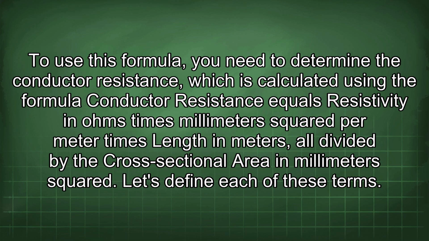To use this formula, you need to determine the conductor resistance, which is calculated using the formula: conductor resistance equals resistivity in ohms times millimeters squared per meter times length in meters, all divided by the cross-sectional area in millimeters squared. Let's define each of these terms.